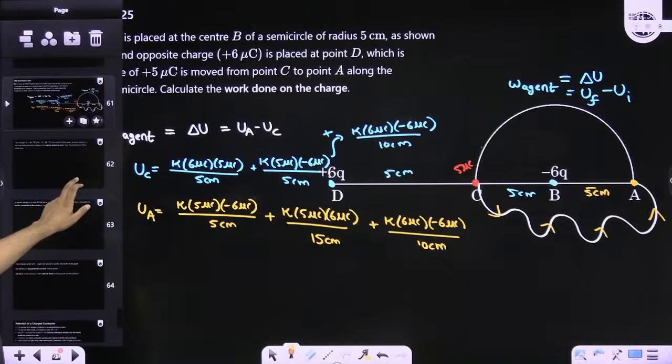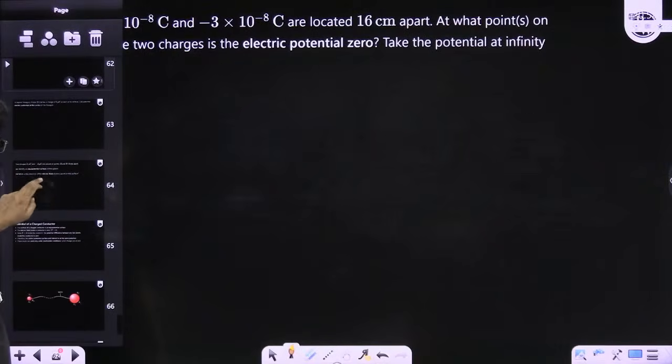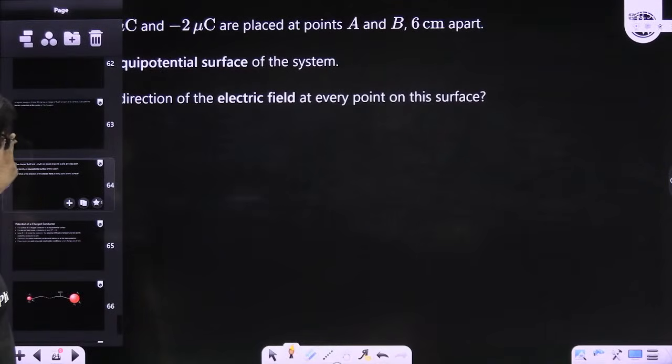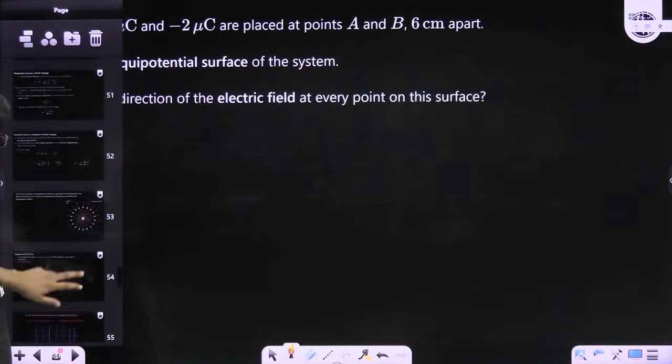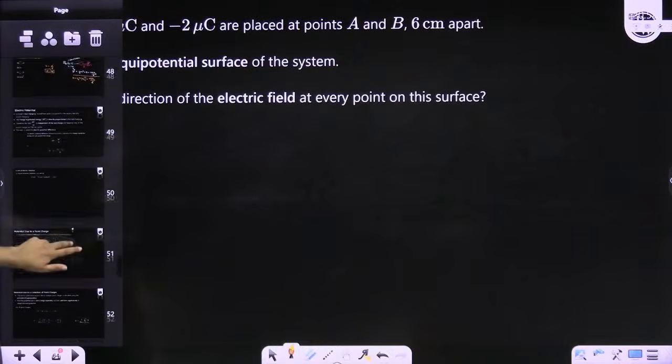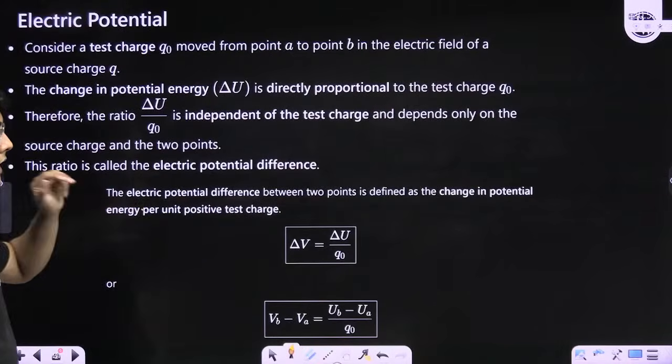Then, so now we are done with electric potential energy, and now we will talk about electric potential.